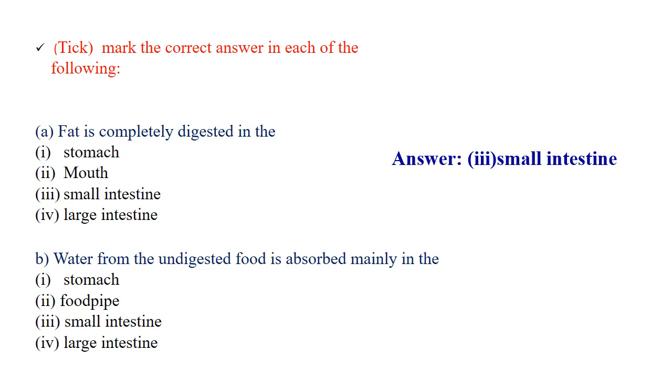Next question. Water from the undigested food is absorbed mainly in the stomach, food pipe, small intestine or large intestine. Undigested food means, after the digestion process takes place, where are they actually placed? They are in the large intestine. So the water from the undigested food is absorbed mainly in the large intestine. So the answer is the fourth option. Let's come to the next slide.